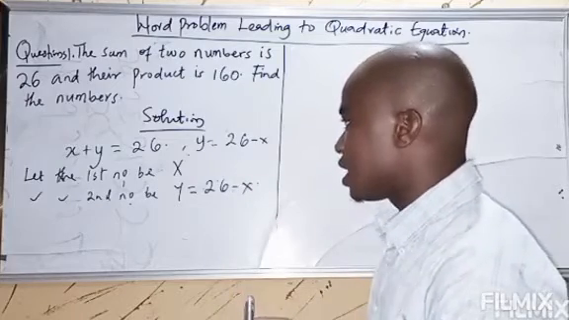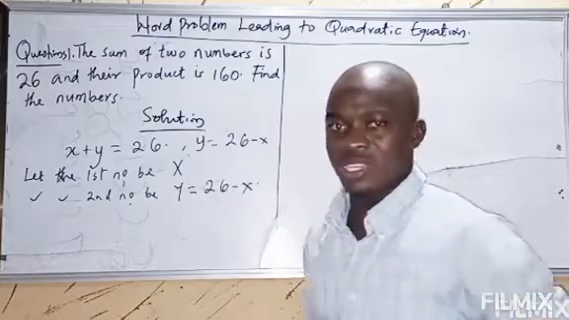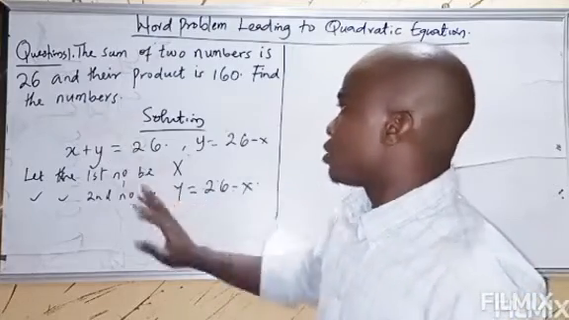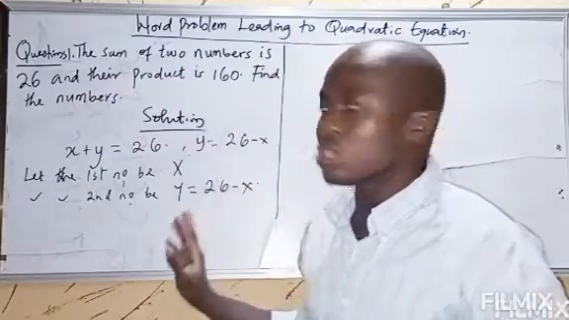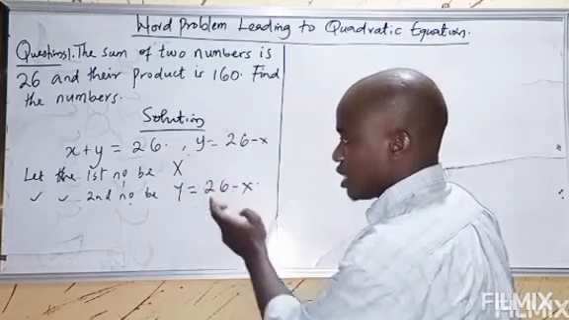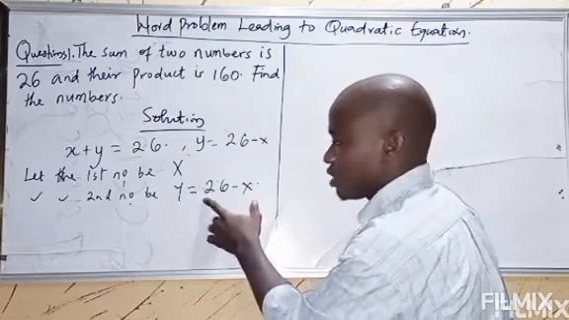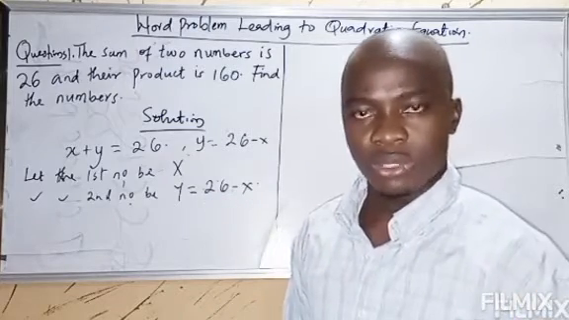You can see that I have the first number to be x and the second number to be 26 minus x. So the sum of the two numbers is 26 and their product is 160. So these are x and y, and y is the same thing as 26 minus x, in terms of x. Are you getting what I'm doing now?